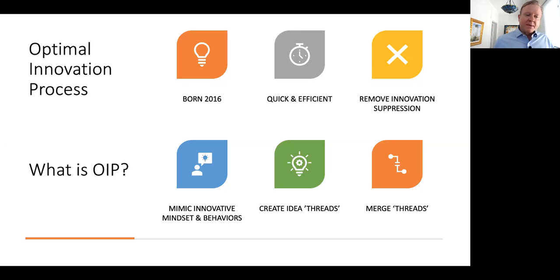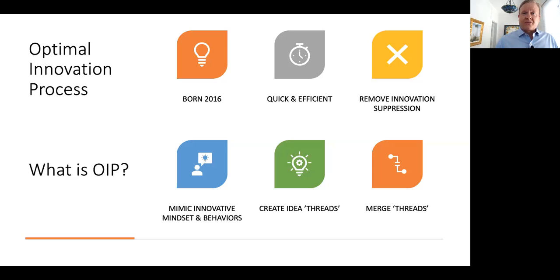We are going to be mimicking the mindset and innovative behaviors of high-performing teams, and we're going to be creating what I call idea threads. And we're going to be merging these threads together. The basic idea is, let's say we have 5 people in a team. One person could have 5 ideas.